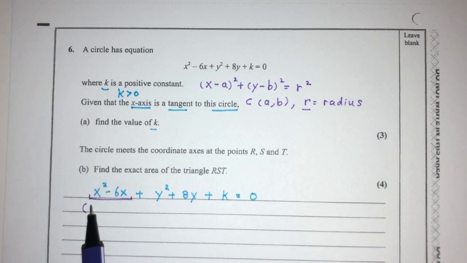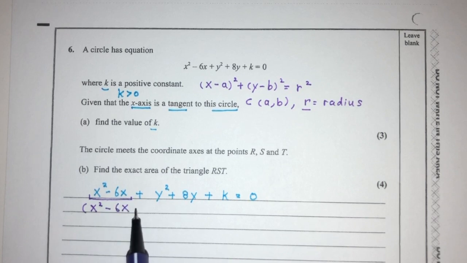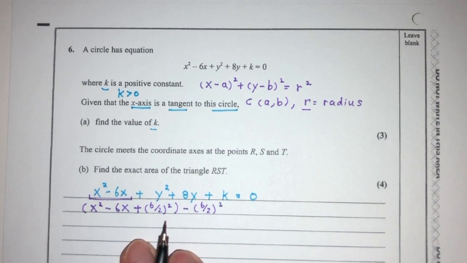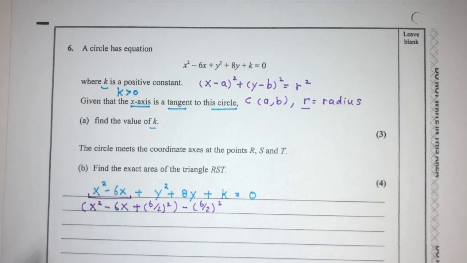So that will be x squared minus 6x. Let's leave the other values for now. Now we have to add something, which is 6 divided by 2 squared, and then minus the same value. That will be minus 6 over 2 squared. So again, this is for if you don't know how to complete the square directly. So step by step of how we are supposed to complete the squares for this term.